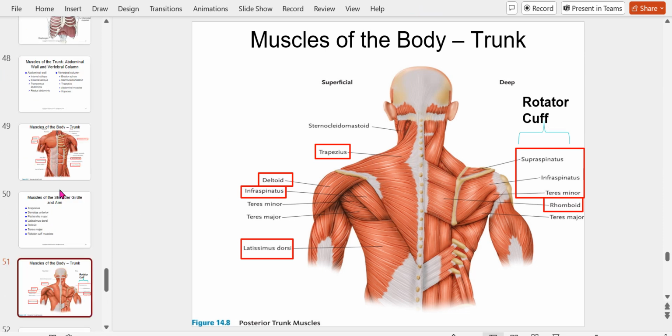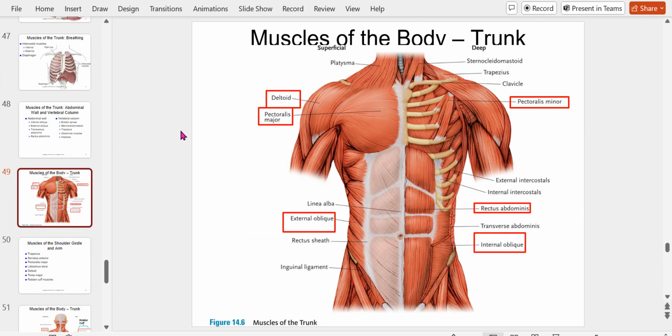Okay, just jumping back here to the front. This is the front of the trunk. Okay, again, there's your deltoid. There's your pectoralis major. You'll see the minor is underneath. Okay, external obliques here. Look really great in a bathing suit. Wish I had them. Internal obliques on the inside and your rectus abdominis here. Here's your abdominal wall. Internal intercostals, external intercostals. These ones here are involved in breathing as well.